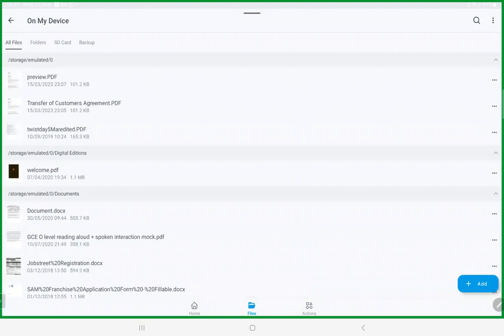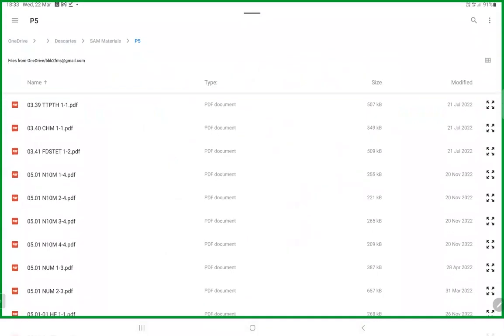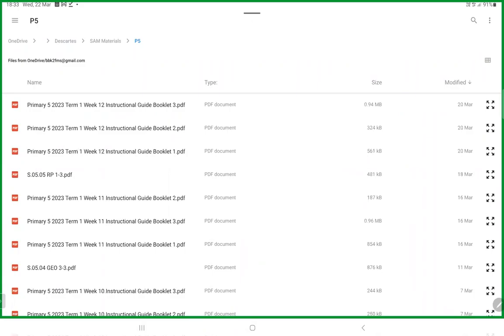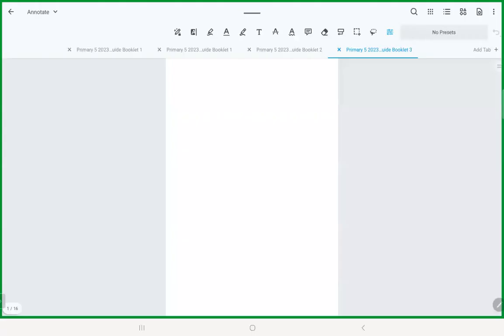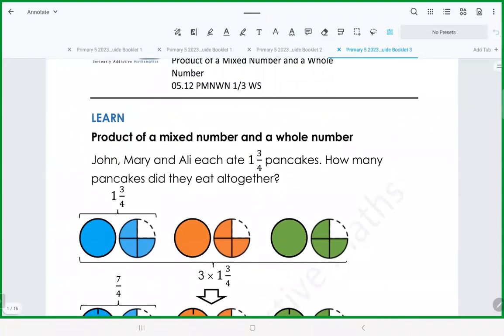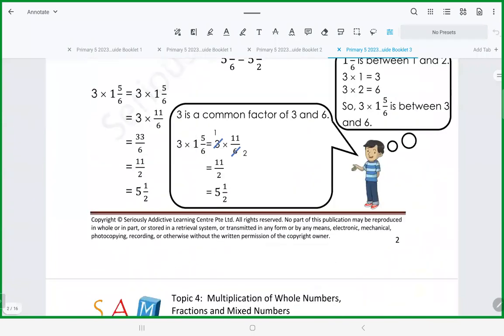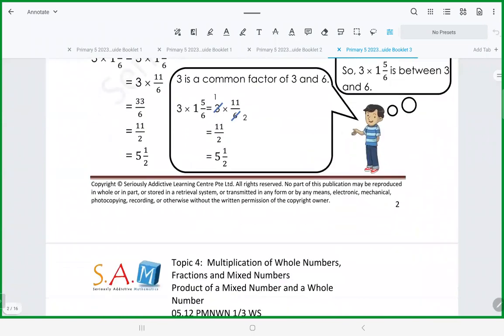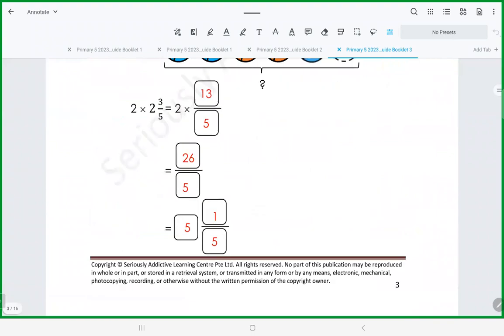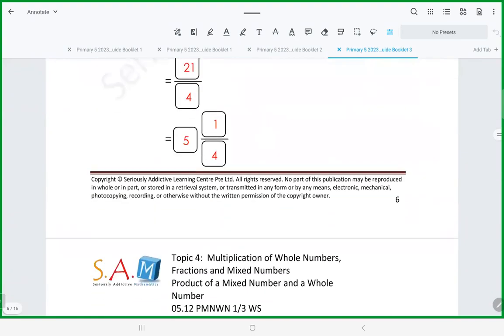Let me look at it. Okay, the last one, the third booklet, number 3. This is the product of a mixed number and a whole number. For this one, the main thing that they need to take note of is that they need to convert. Just remind them when they are multiplying. Maybe let's just do one example, one without the images.